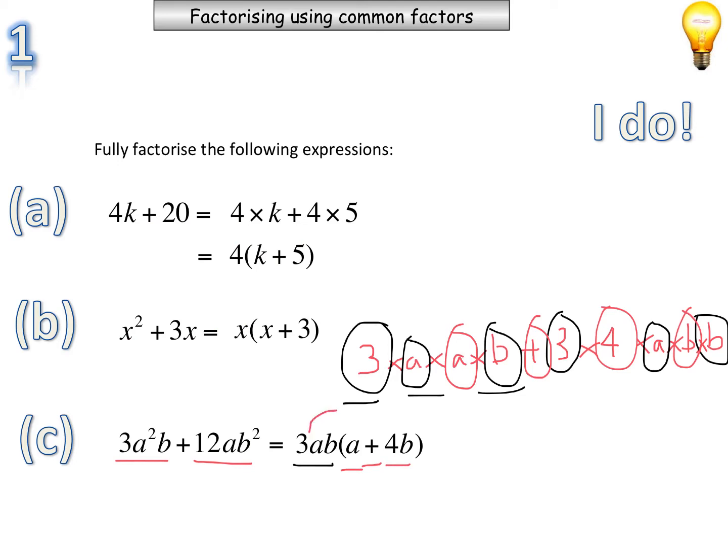Check your work. 3ab times a is 3a squared b. 3ab times 4b is 12ab squared. So you know you've gotten the correct expression.